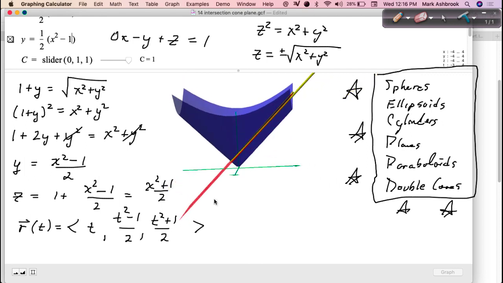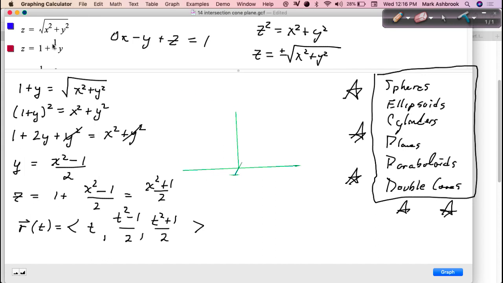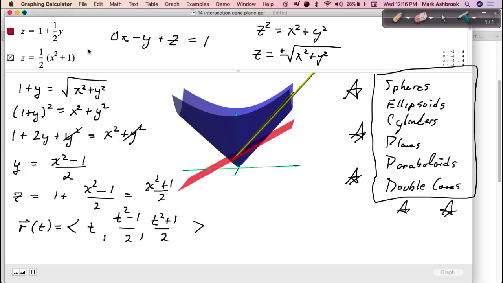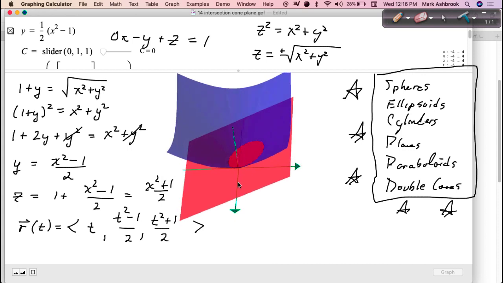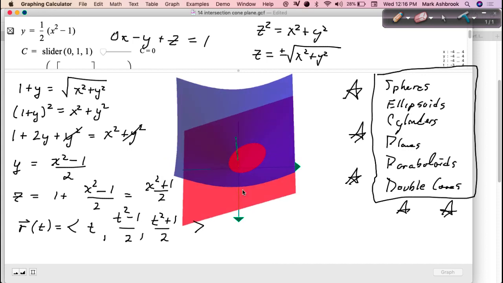See that angle of inclination of the plane is the same as the side of the cone. It's like a 1-to-1 ratio, right? The slope of 1. So if we change the angle of that plane, say make it 1/2 y, I'll turn that off. Then what do we have? So yep, it's an ellipse. The intersection is an ellipse.